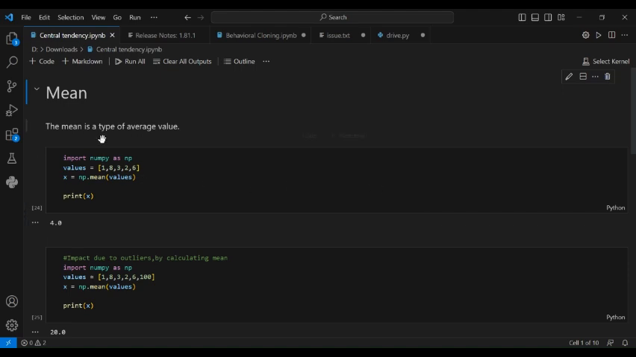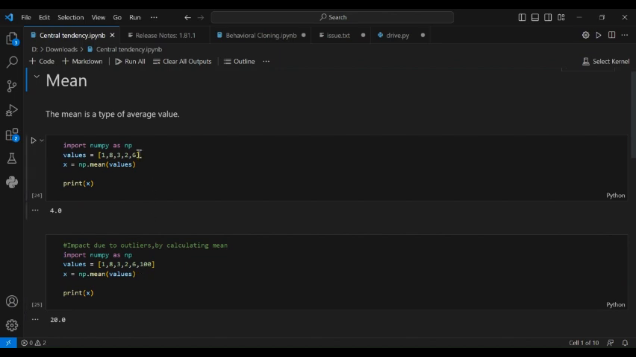First is mean. What does this mean? A mean is a type of average value. So average and mean are absolutely the same. While calculating the mean for this example, I have added only one value over here, 100, but my mean got affected. In my first case, I got a mean of around 4.0, and over here I got 20 because of only one value. So if there are any outliers like this, then definitely the mean is affected. But by using the median, the value is not affected.